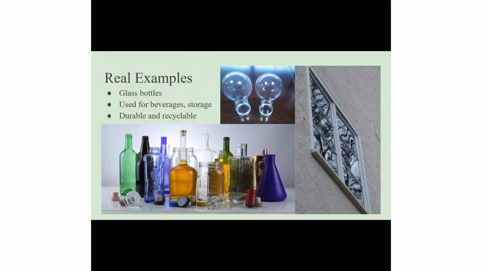These are our real world examples. A common example of soda lime glass is plain old glass bottles. They are widely used for beverages and storage. They are especially used because they can be reused and recycled so many times. They also don't absorb flavors or chemicals, which make them ideal for beverages. This is why they're commonly used for soda, juice, and other drinks.